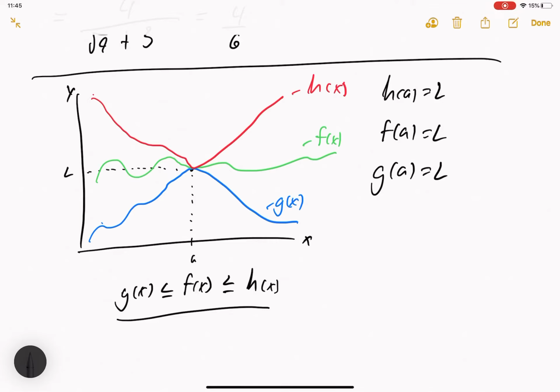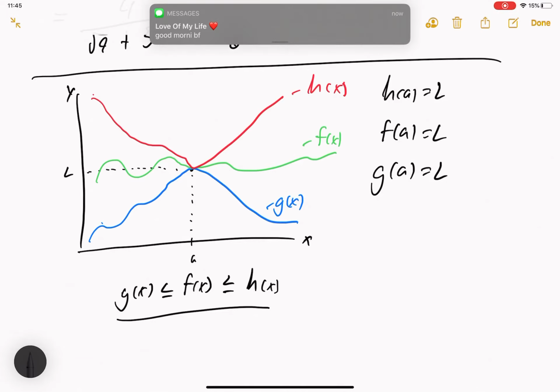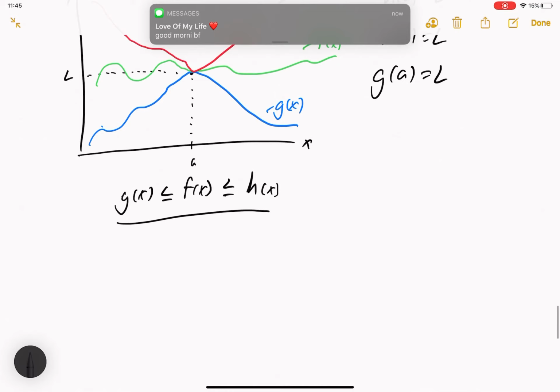So the question is, how can we relate this to limits? How can we relate the idea of squeezing a function between two other functions into limits?